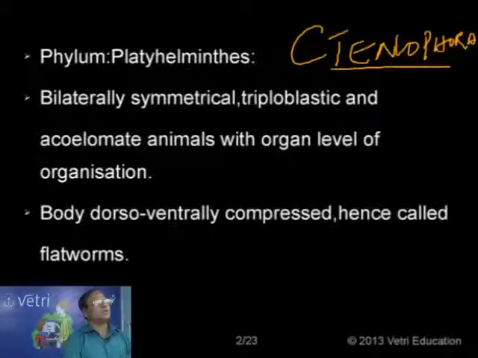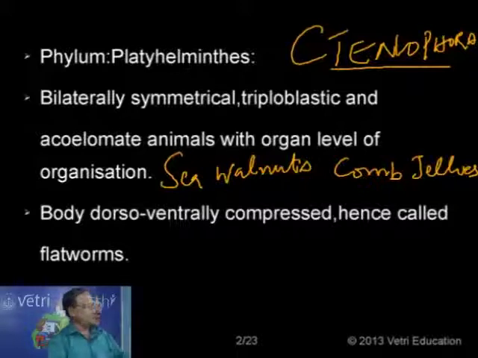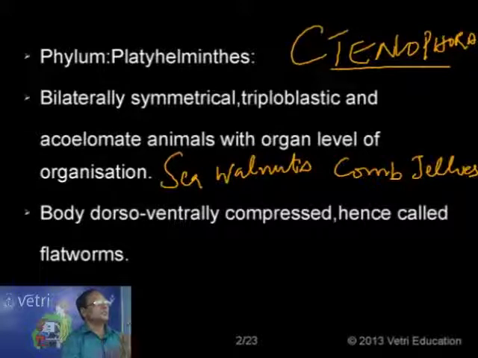This phylum includes radially symmetrical animals, just like the cnidarians. Normally, the animals in this category are called comb jellies or sea walnuts. It is a minor group, just like Cnidaria. These are radially symmetrical, diploblastic animals, somewhat more advanced than the cnidarians. That is why they come in the next group, but I have not given anything about this one in the slide or notes.